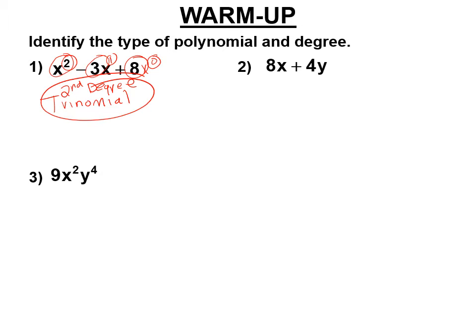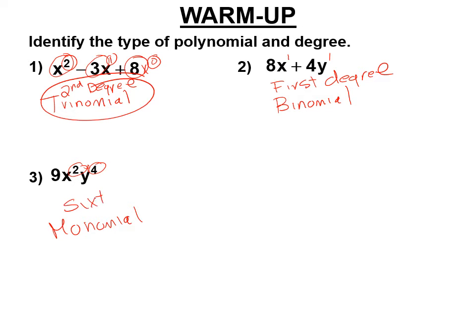All right, so this has two terms separated by addition, so this is a binomial, and there's a 1 there and 1 there, so this is a first degree binomial. It doesn't matter x or y, because the highest exponent is 1. Now this is a monomial, right? There's no adding or subtracting in a monomial. And this is where you add them together, and this is a sixth degree monomial.